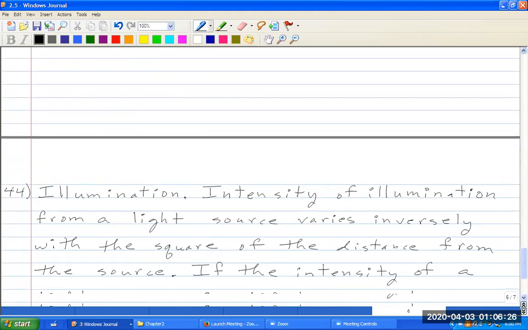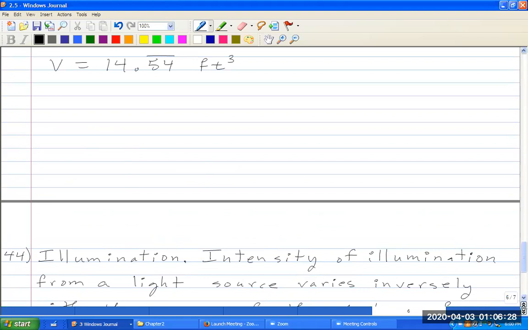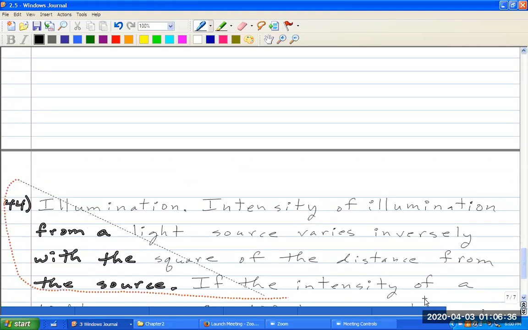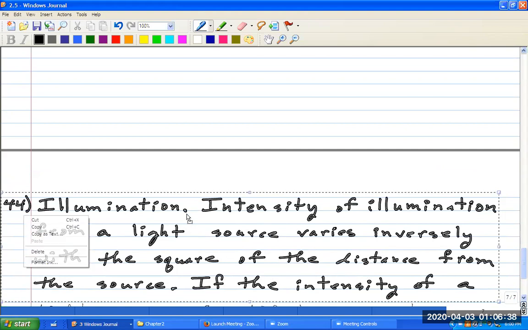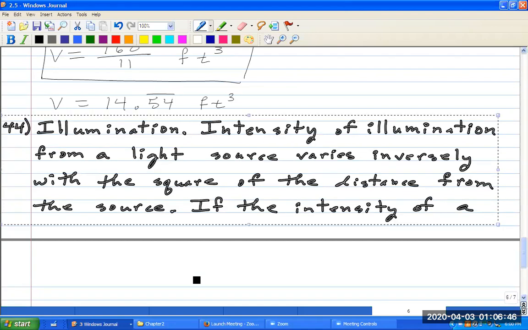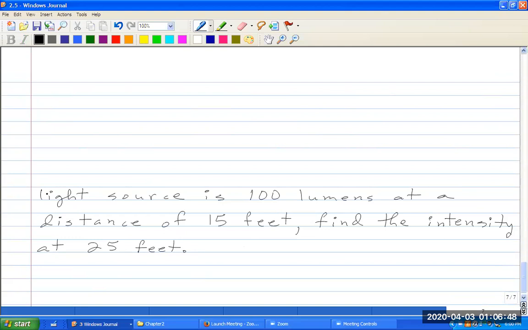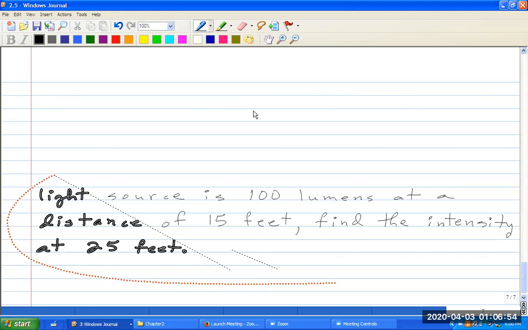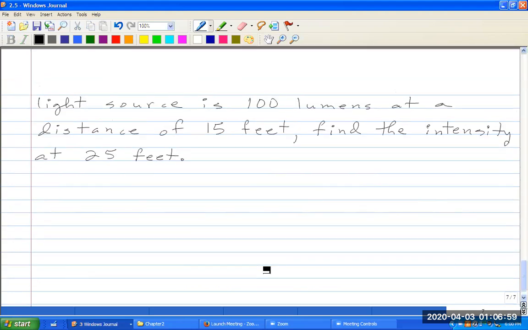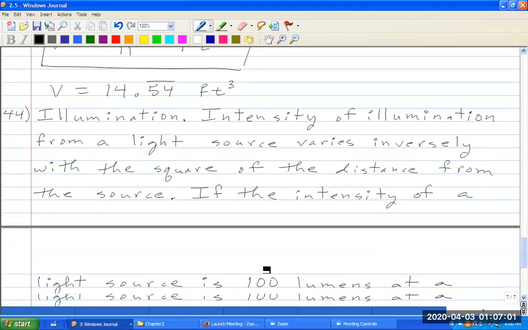Let me do problem 44. Let's move this up a little bit so I have some room here. Yeah, that looks good. I guess that's the last one to do. Problem number 44.